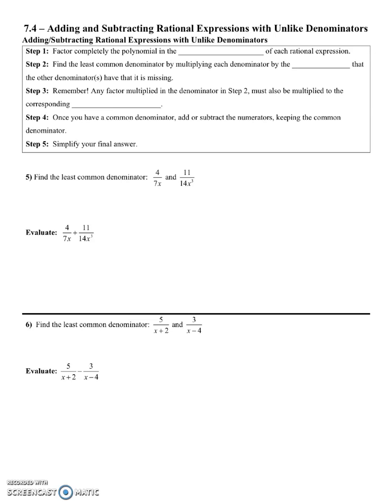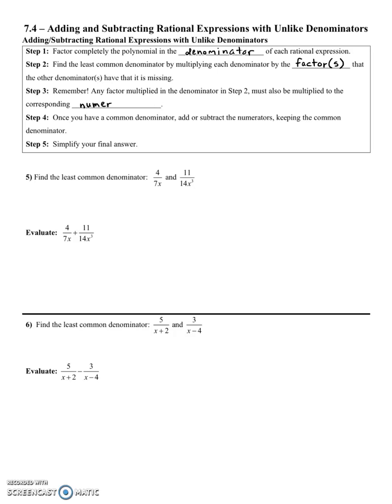And the way we do that is we start by completely factoring the polynomials in each denominator of the rational expressions. Then we find the least common denominator by multiplying each denominator by the factor or factors that the other denominators have that denominator is missing. So remember, any factor multiplied in the denominator in step 2 must also be multiplied by the corresponding numerator.